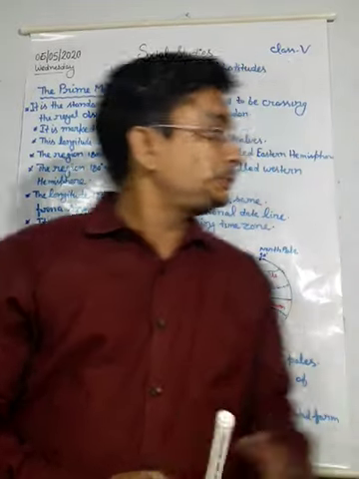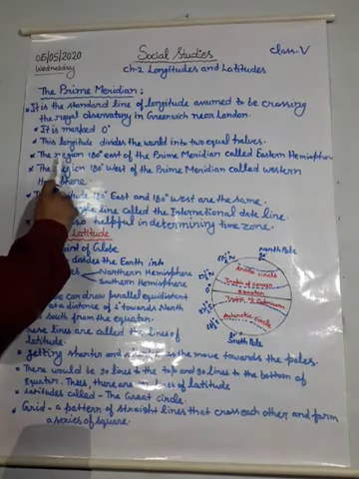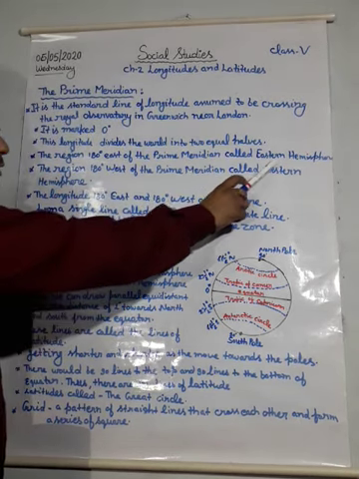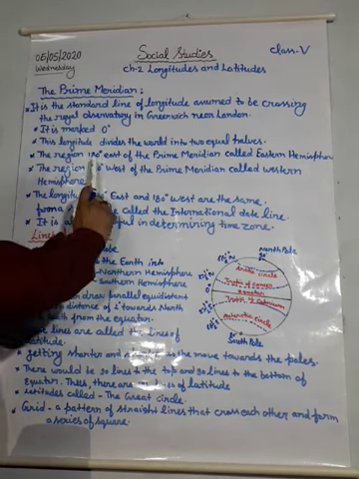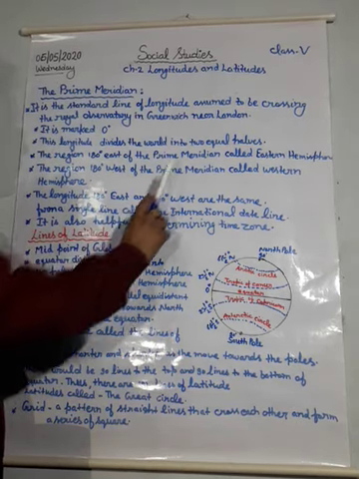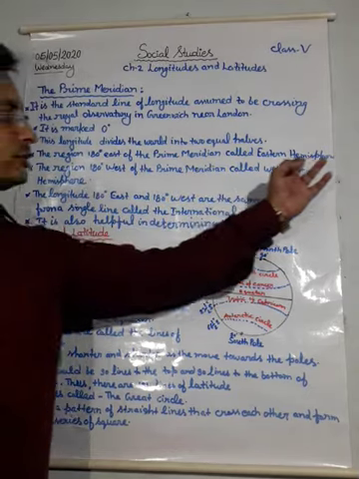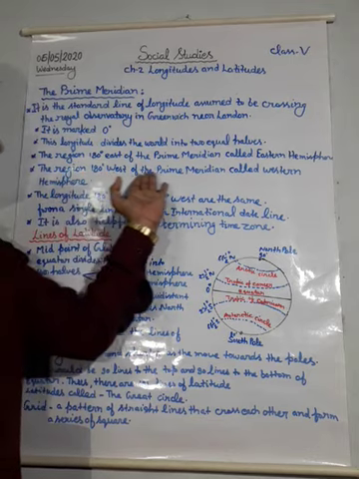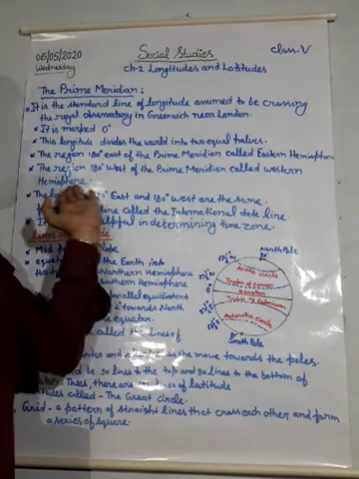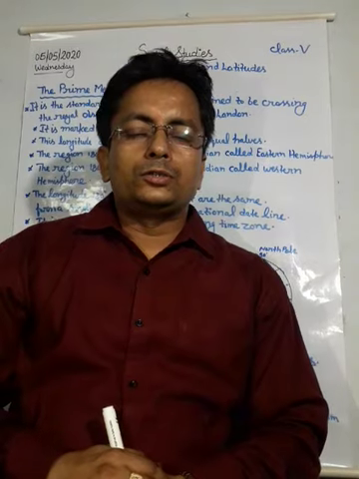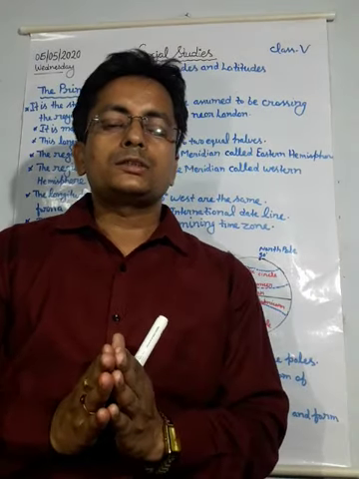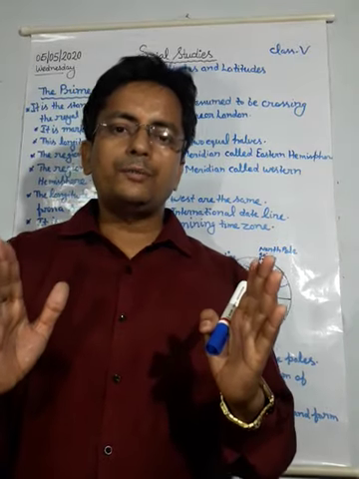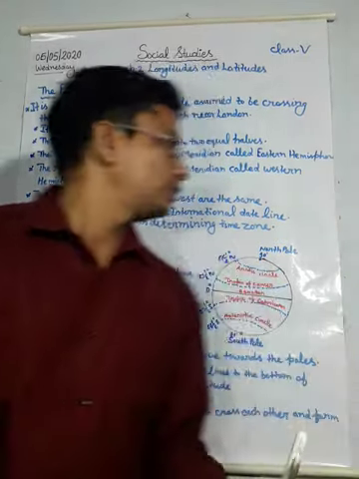So my dear students, the region 180 degrees east of the prime meridian is called the Eastern Hemisphere, and the region 180 degrees west of the prime meridian is called the Western Hemisphere. So this line divides the world into two equal halves, the Eastern Hemisphere and the Western Hemisphere.